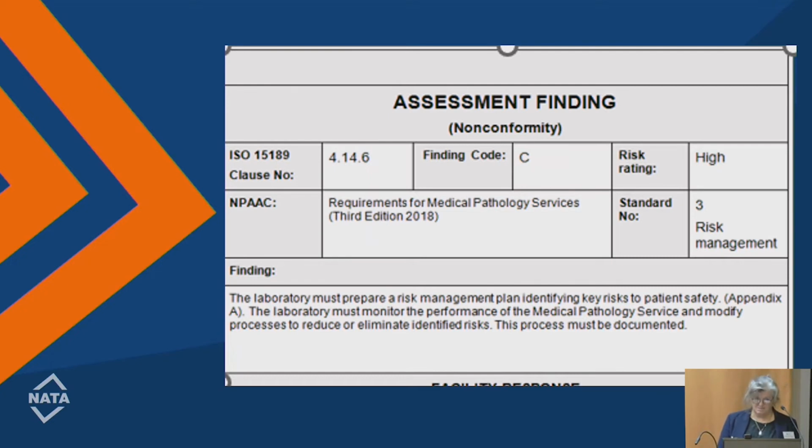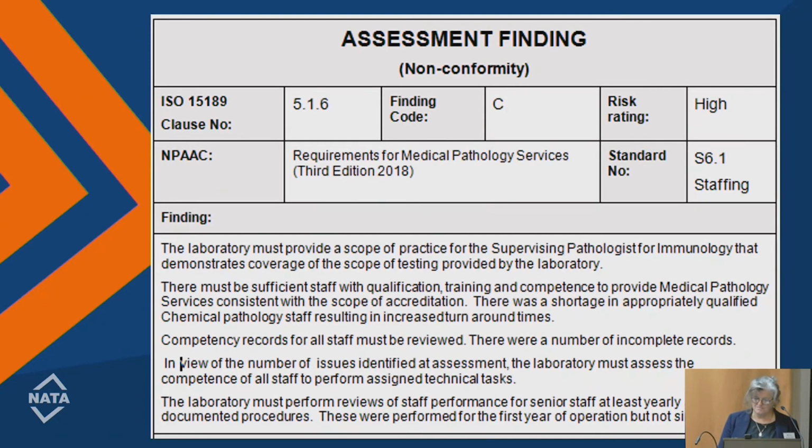Labs have to prepare a risk management plan. When we first started, when the RCPA first came out and the supervision came out, nobody had really had risk management plans, and there wasn't much around, and they had to identify the key risks. But most labs have actually improved greatly over the last 18 months in terms of their risk management plan. And as we've heard Tony talk about before, labs have to monitor the performance of the service and modify processes to reduce and eliminate identified risk. But there was nothing happening that showed that they were doing that.